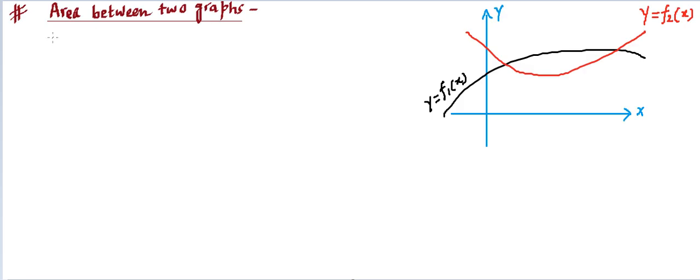Now let's consider this last point, which is area between two graphs. So we can use this integration to find out area enclosed between two graphs. So you can look at this figure. In this figure, there are two graphs. One is this black colored graph, which is y is equal to f1(x). Another is this red colored graph, which is y is equal to f2(x). So there are two different functions, and they have been plotted on the same xy coordinate.